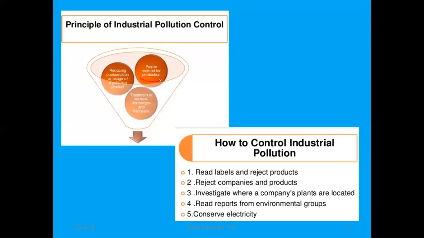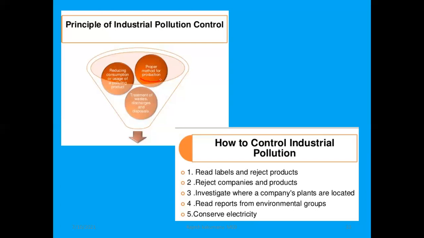Second one is reducing consumption or usage of polluting products. So we have to reduce the use of polluting products. That is the simple second principle. Third one, treatment of wastes, discharges and disposals. These are the three principles of industrial pollution control.